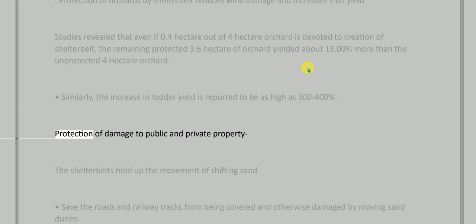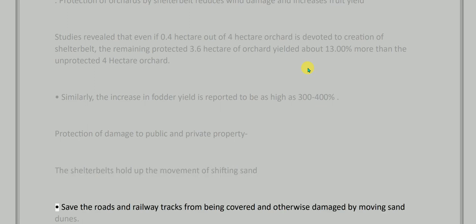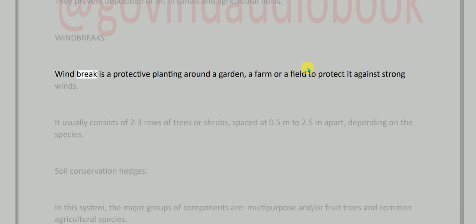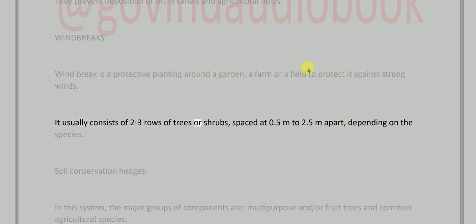Protection of damage to public and private property: the shelter belts hold up the movement of shifting sand. They save roads and railway tracks from being covered and otherwise damaged by moving sand dunes. They prevent deposition of silt in canals and agricultural fields. Windbreaks: a windbreak is a protective planting around a garden, a farm or a field to protect it against strong winds. It usually consists of 2 to 3 rows of trees or shrubs, spaced 0.5 m to 2.5 m apart, depending on the species.